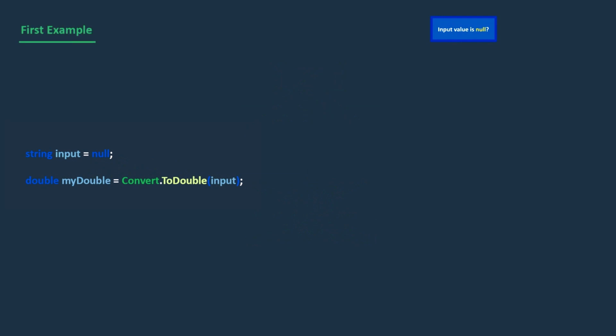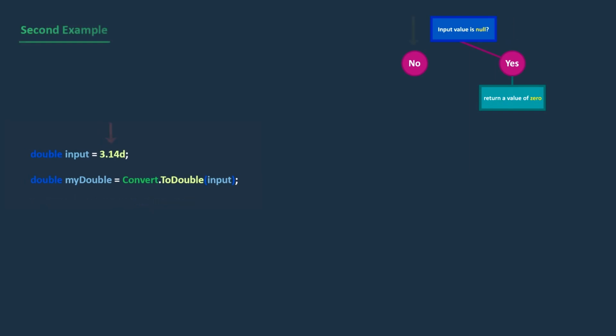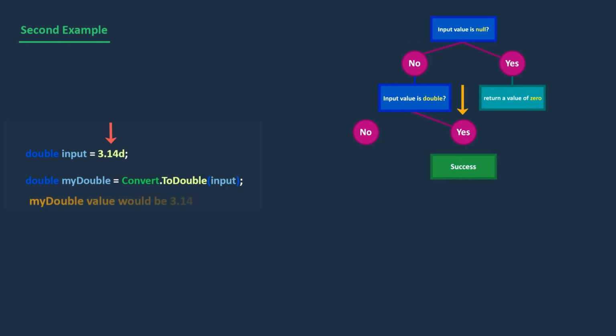Now, let's illustrate how the ToDouble method works. Similar to the parse method, this method also begins by verifying whether the input value is null or not. If the input value is null, the method will return a value of 0. After verifying that the input value is not null, if the input value is already a double type, the method simply returns the input value as is.